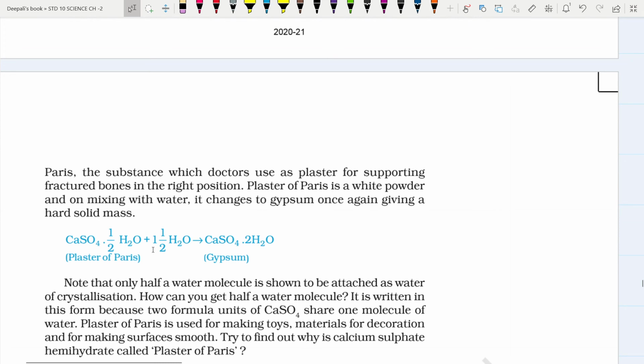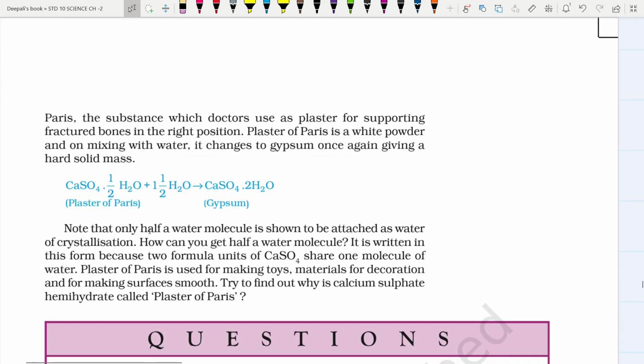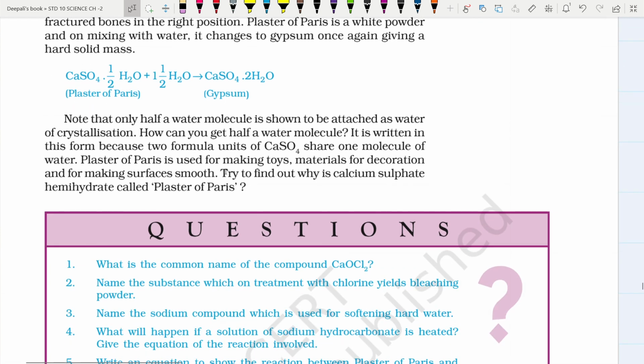CaSO4·½H2O plus 1½ H2O gives CaSO4·2H2O, that is gypsum. Note that only half a water molecule is shown to be attached as water of crystallization. How can we use half a water molecule? It is written in this form because two formula units of CaSO4 share one molecule of water. Plaster of Paris is used for making toys, material for decoration and for making surfaces smooth.